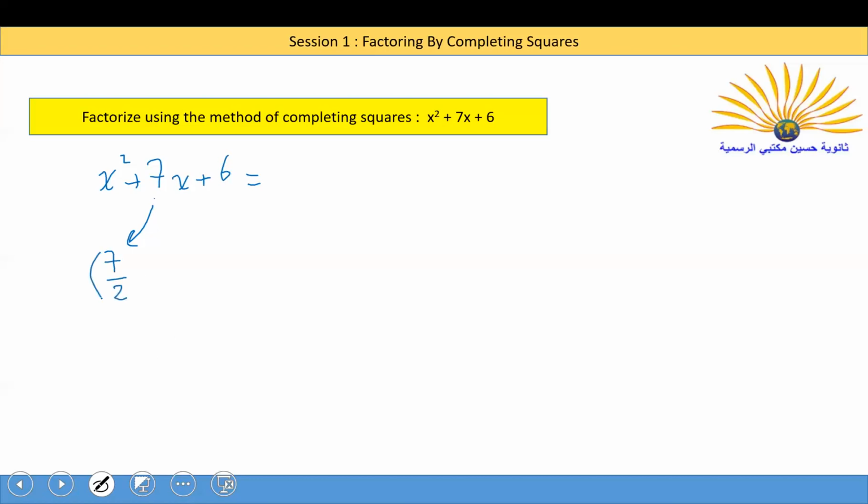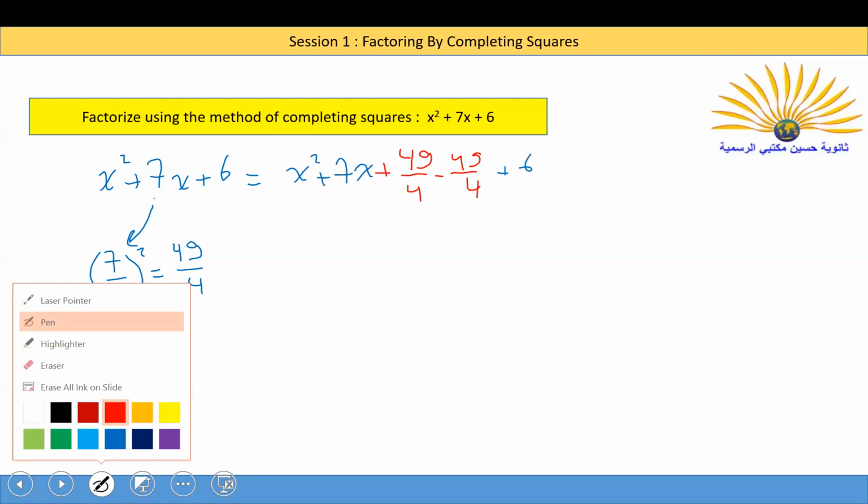Then we square the result. We get 49 over 4. So this is the number which we need. So here I'll write again the expression x squared plus 7x plus 6. Nothing changes until now. Then I'll add 49 over 4 and subtract 49 over 4. Now what do we get?